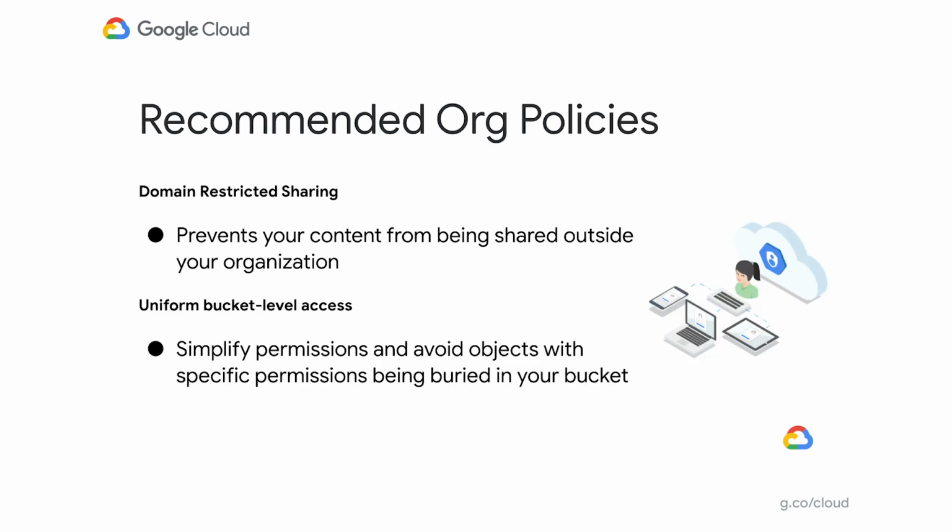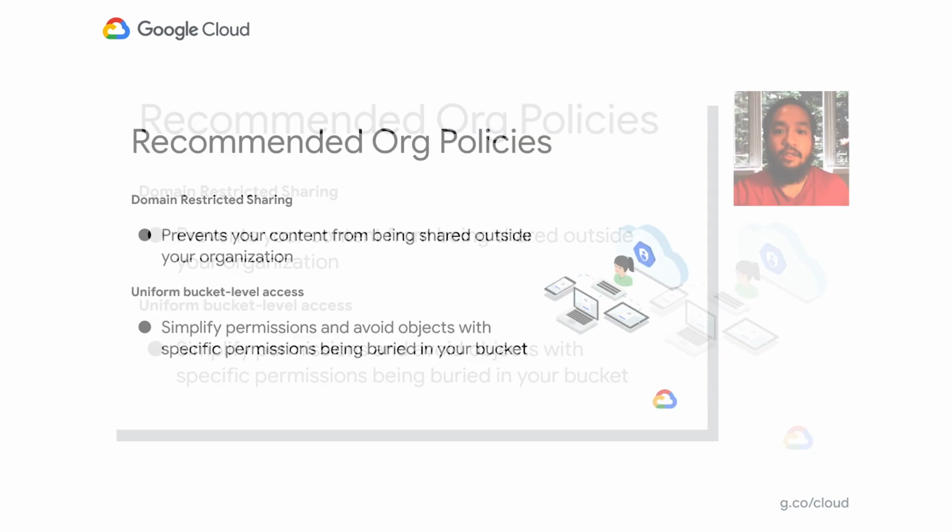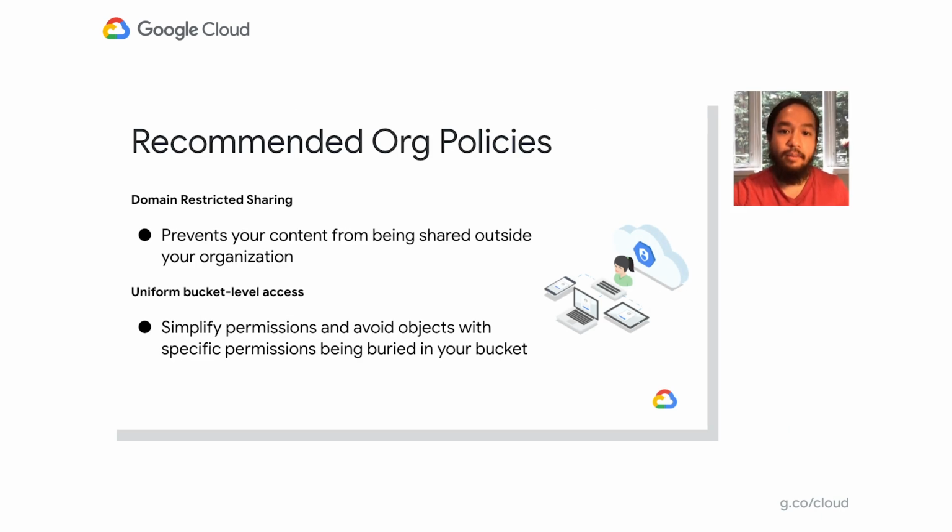The two org policies that we recommend enabling with GCS are domain restricted sharing and uniform bucket level access. The first one prevents users from adding members outside your organization to IAM policies controlling access to your GCS resources. So if you tried to make the contents of a bucket public to the internet by adding the all users member to the bucket policy, this org policy, when enabled, would block that operation. And I'll cover this in the demo.